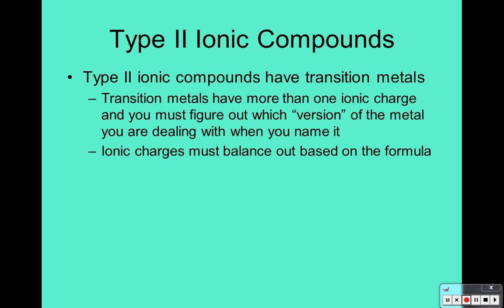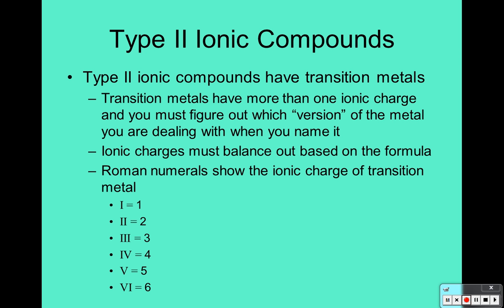Because transition metals have more than one ionic charge, you have to figure out which charge you're dealing with when you name it, because a Cu plus is going to bond to a Cl minus, but a Cu2 plus would bond to 2 Cl minuses to get it to cancel out, because as we talked about, the ionic charges need to balance out based on the formula. However, based on what we know of ionic bonds, we also know that a CuCl is going to have different properties than a CuCl2. So that's why we need to know when we name it which version of this metal we're talking about.